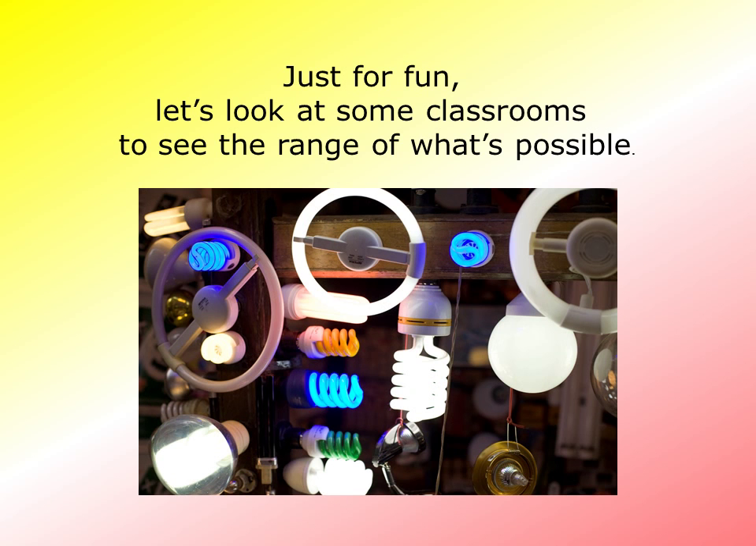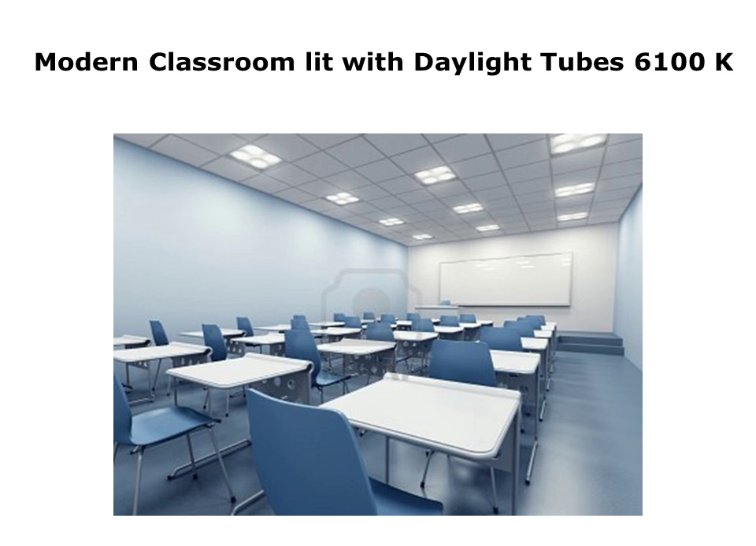So just for fun, let's look at some classrooms to see the range of what's possible. And these are just classrooms that I went out and photographed in most cases. All right, here's a modern classroom lit with daylight tubes at 6100 Kelvin. And as you can see, the walls are white, but they don't look white, they look blue. The carpet is gray, but it doesn't look gray, it looks blue.